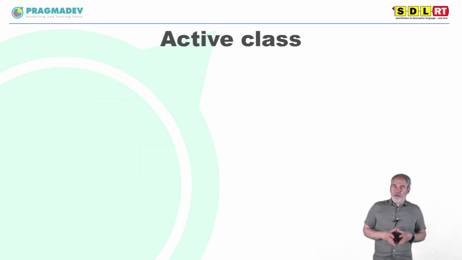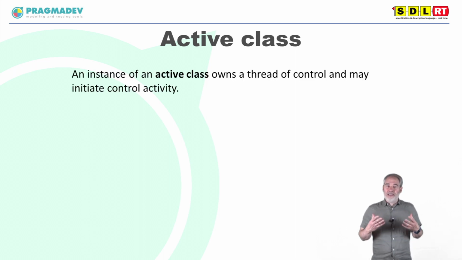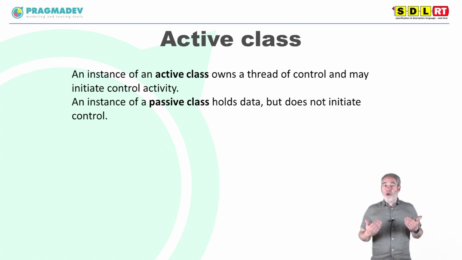Now, in real-time systems, it is important to distinguish active and passive classes. An instance of an active class owns a thread of control and may initiate control activity, like a thread or a process or a set of processes. On the other hand, an instance of a passive class holds data but does not initiate control. That means passive objects are called within the context of execution of an active class.